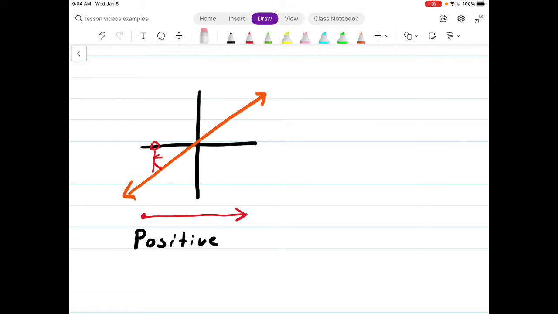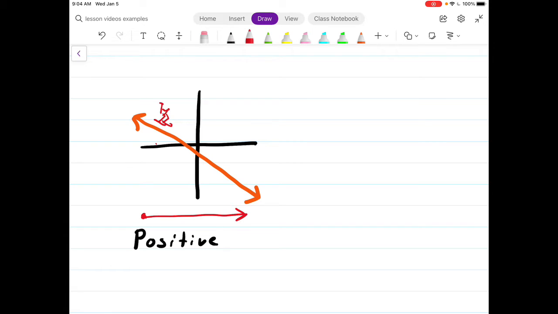Now let's look at another example. We have a line that travels from left to right, but this time the line goes down. Well, anytime that you have a graph that goes from, there's my terrible picture of a man skiing, as you travel from left to right and it goes down, well, that is a negative slope. So a negative slope will travel down as you go from left to right.